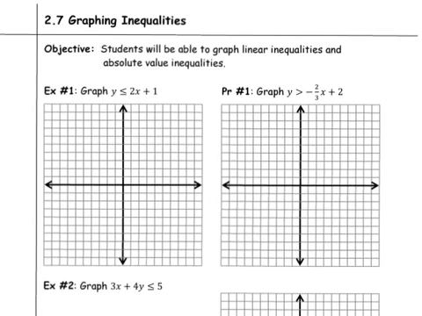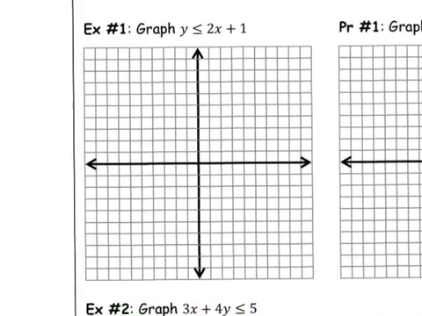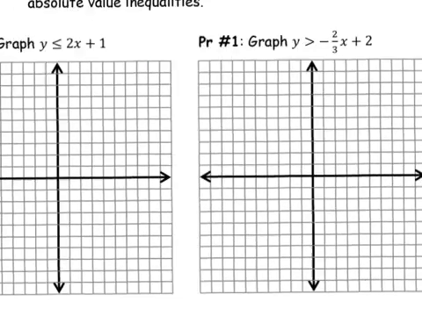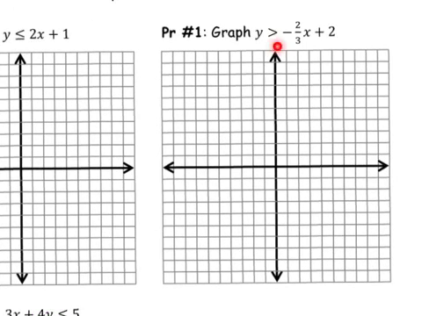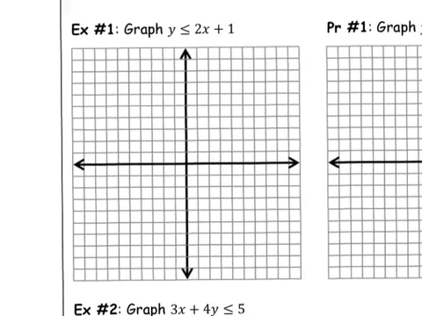Alright, 2.7 graphing inequalities. Students will be able to graph linear inequalities and absolute value inequalities. So the trick with these is that you just graph this like a line first, okay? But you need to know that if it has an equal to sign, then that means it's a solid line. If it does not, if it's just greater than or less than, then when you graph your line, it should be dotted, okay? That's the first step. Now, let's graph this line.